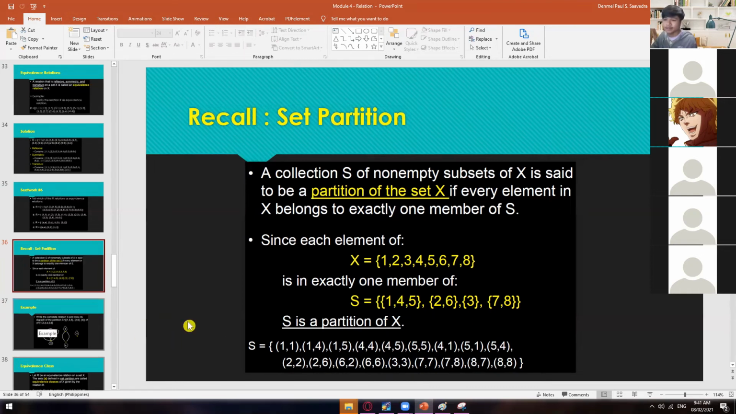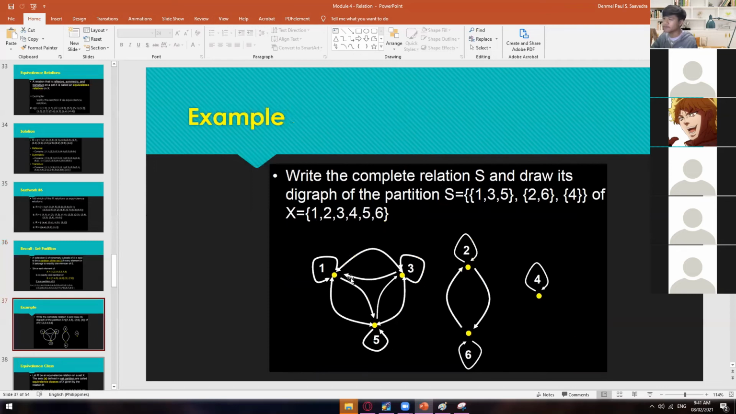Anyway, so this is just to say that this one is under a set of partition or under a superset. Okay, so this one is a partition of that superset. Okay, so let's have another example for you to appreciate this one.